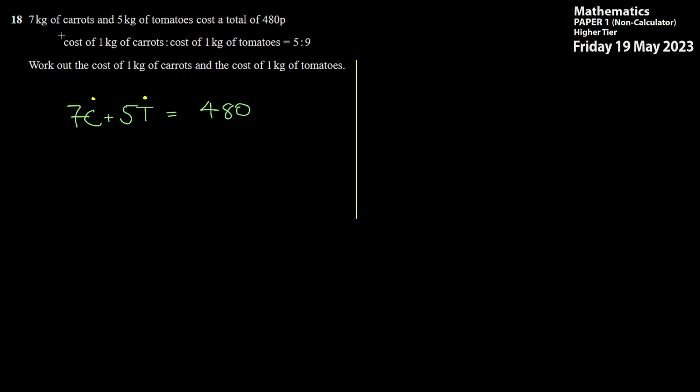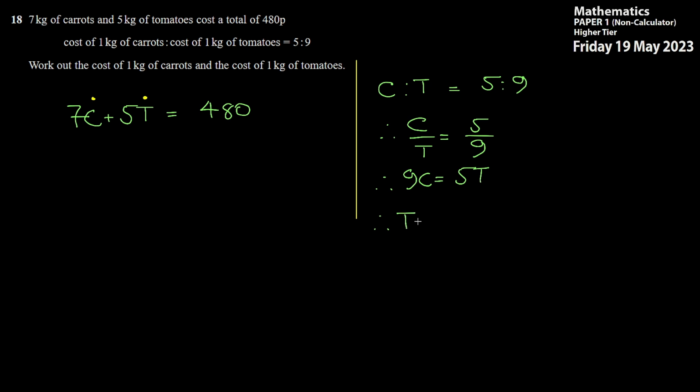But we can get another equation by working on the ratio that they've quoted here. Remember, C is 1 kilogram of carrots, so I can say that C as a ratio with T is equal to 5 to 9. So turning these into fractions, I can say that C over T is equal to 5 over 9. And if we cross multiply, 9C is equal to 5T. Doesn't matter which we solve for first. Let's make T the subject. T is equal to 9 over 5C.